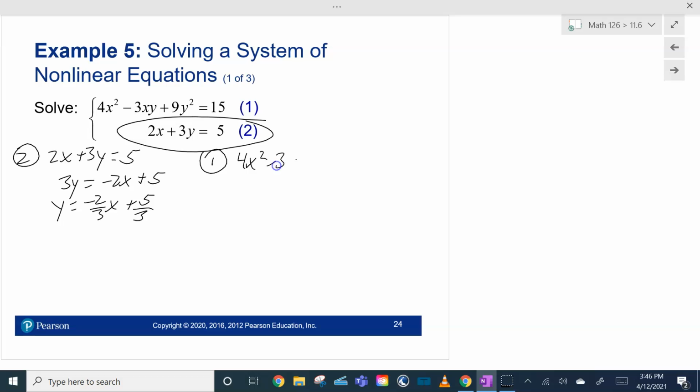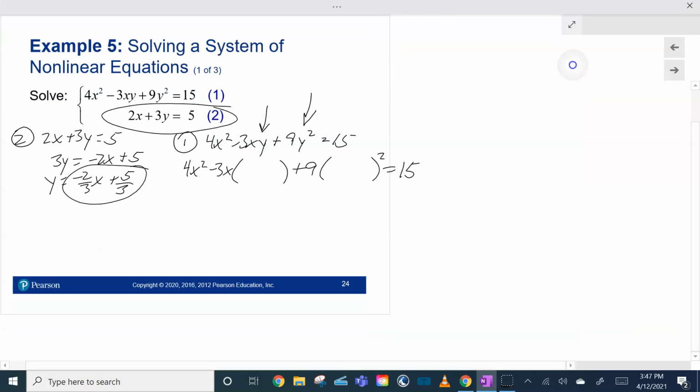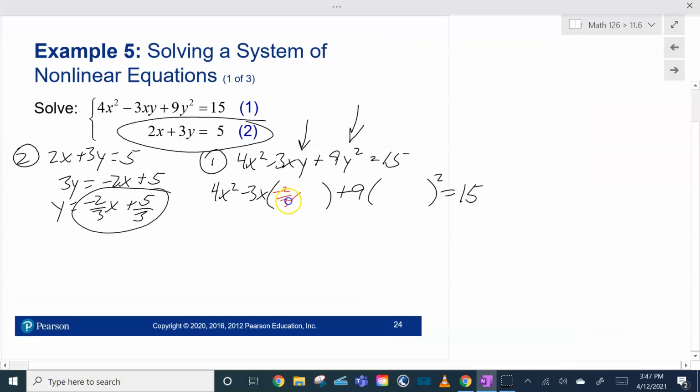4x squared minus 3xy plus 9y squared equals 15. Again, I'm going to plug y in right there for that y, and right there where it's going to be squared. Okay, so we have 4x squared minus 3x, y is going to go in, plus 9, y is going to go in, and squared equals 15. All right. So what we have here, 4x squared, and I'm going to distribute that.